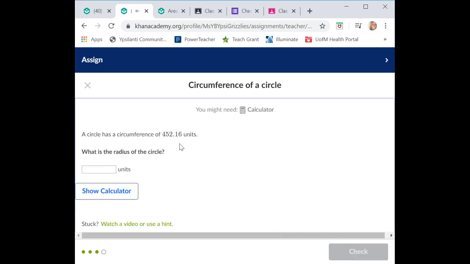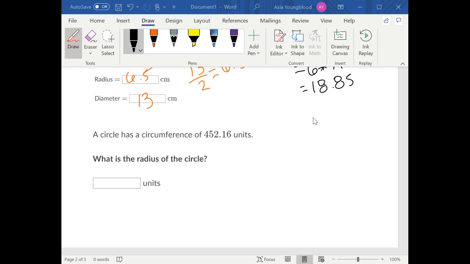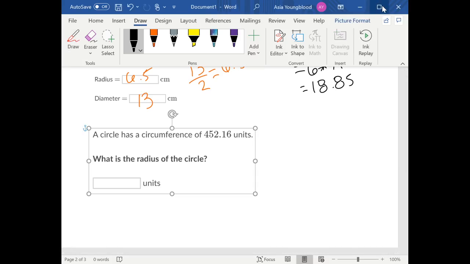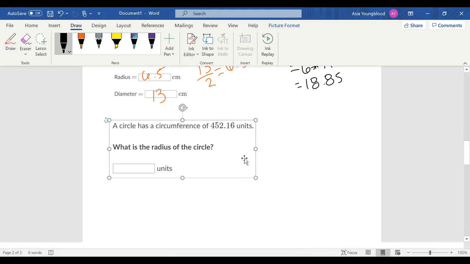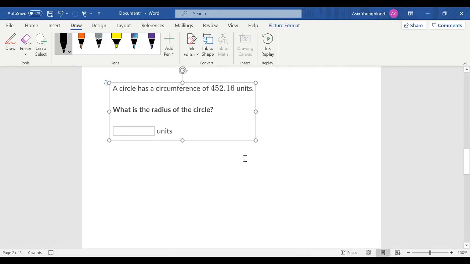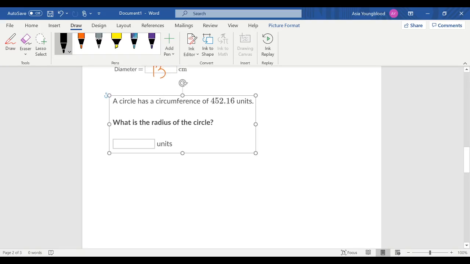Last one, they give us the circumference and ask us to find the radius. So we'll have to find the diameter and then divide by 2 to find the radius. Okay, so here we have a circle with the circumference. So they give us the circumference. So again, we're using this formula.